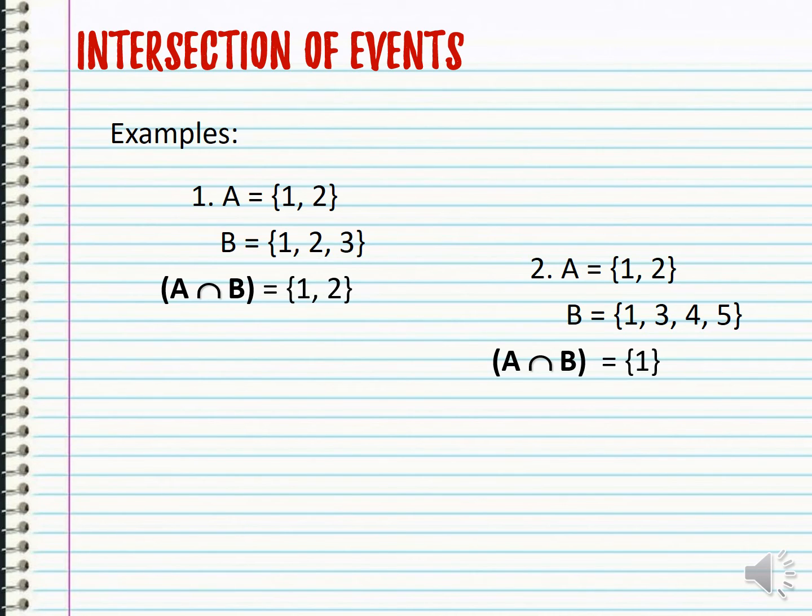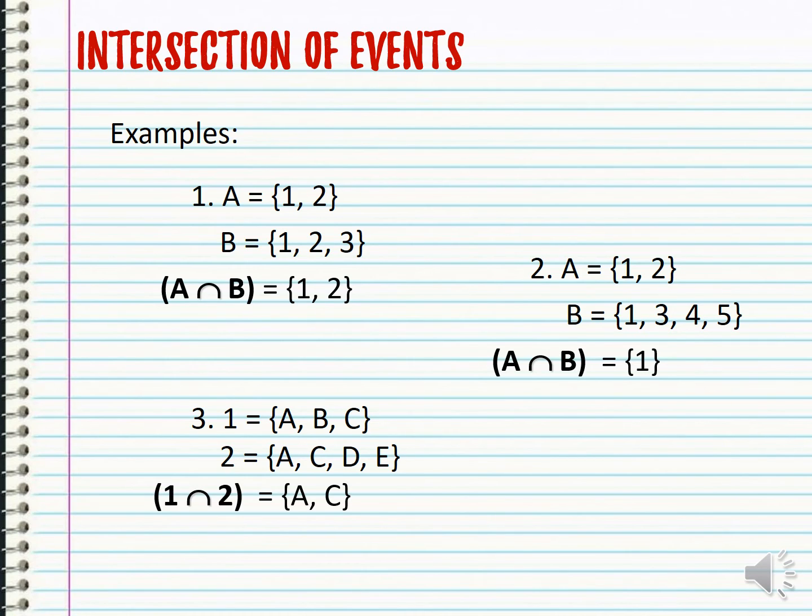Then another example, we have set 1. It contains the letters A, B, and C. And set 2, the letters A, C, D, and E. So the intersection of sets 1 and 2 goes like this, A and C. Simply put, the intersection of two events is what's common in both sets.